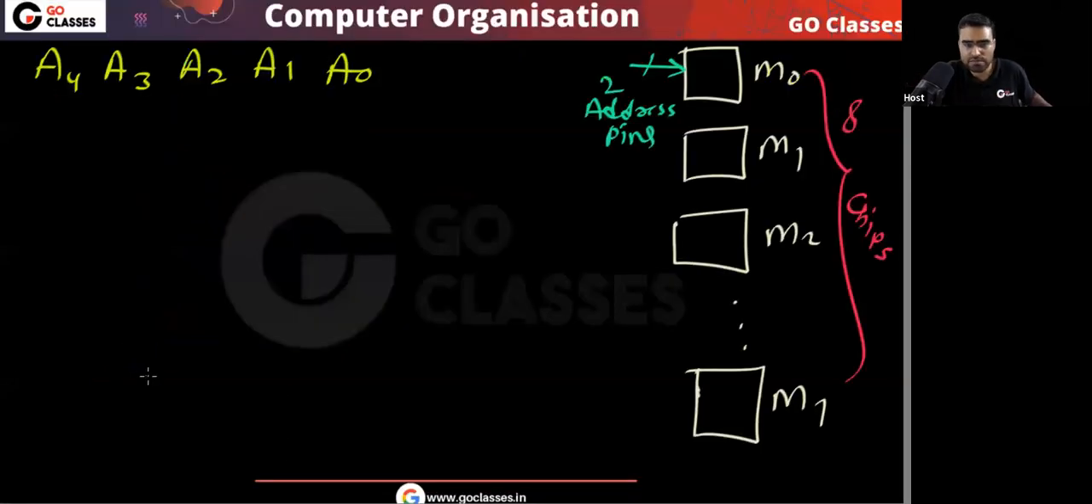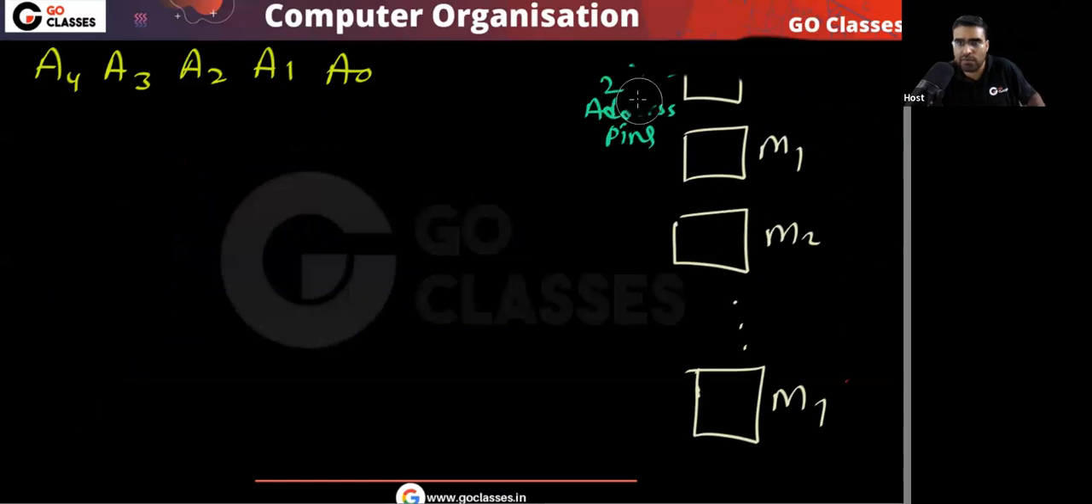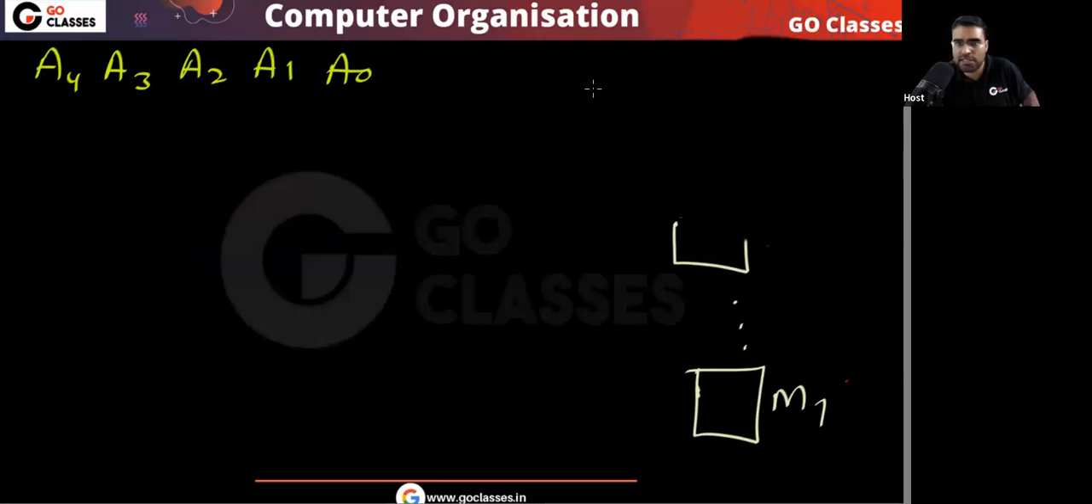Now you tell me. Okay, now we are discussing the case 1. What was our case 1? Chip select is active low. Let's assume chip select is active low. Okay, so this is what I have. In this situation, what to do?